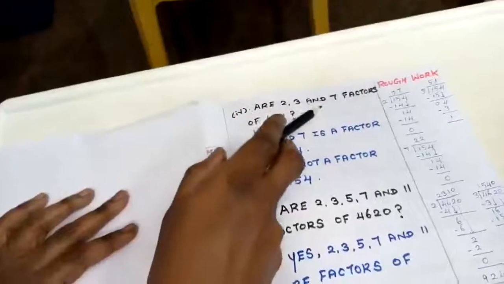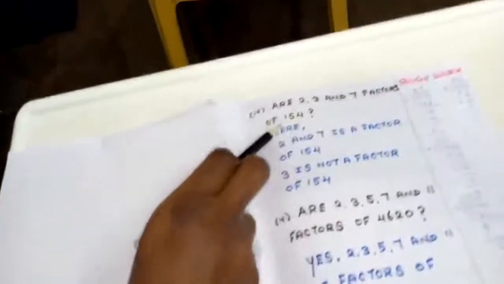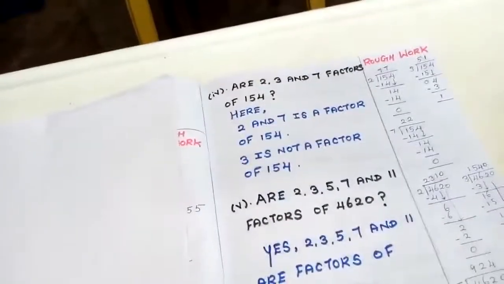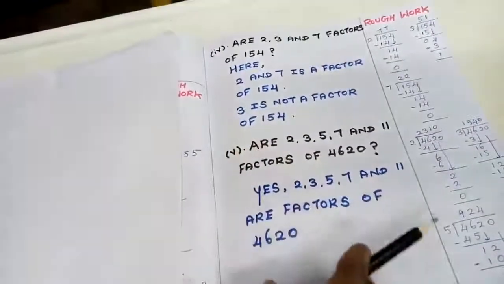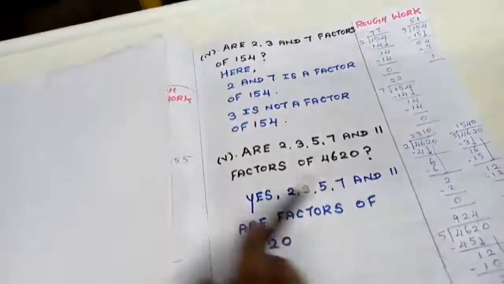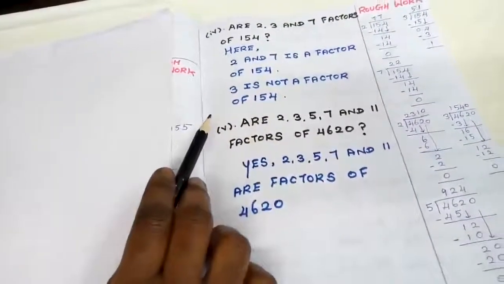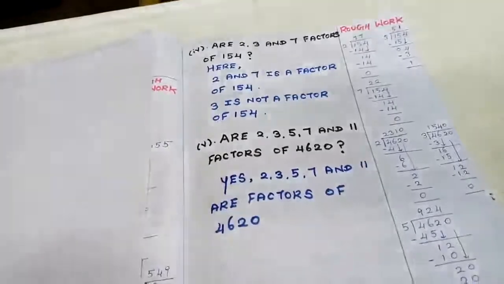The next 3, 7 are factors of 154. Same way I have done the rough work, students. You are going to check, you are going to see the tables. While you are getting the remainder 0, automatically it is a factor. If you are not going to get the remainder 0, it is not a factor. You are going to just work out and see the 4th and 5th sum.